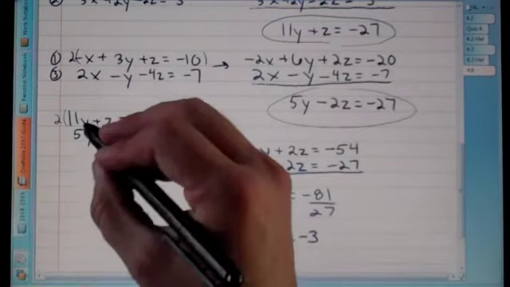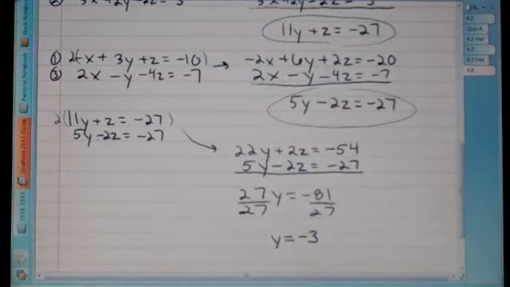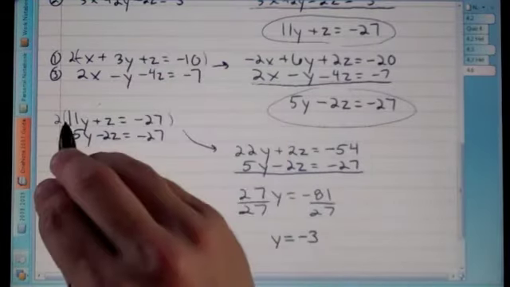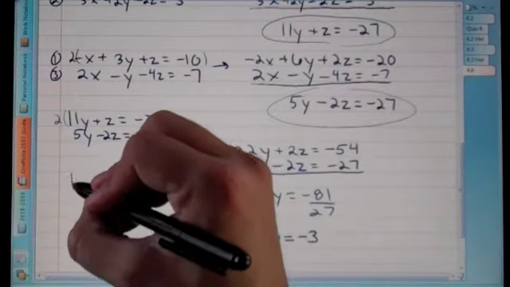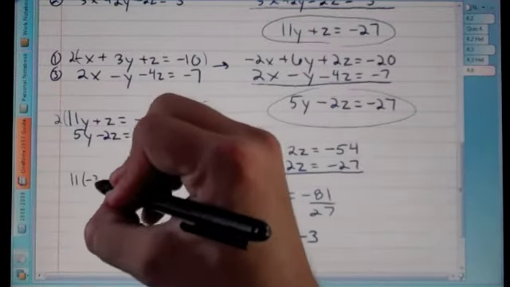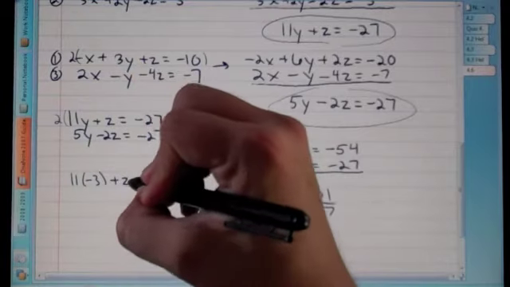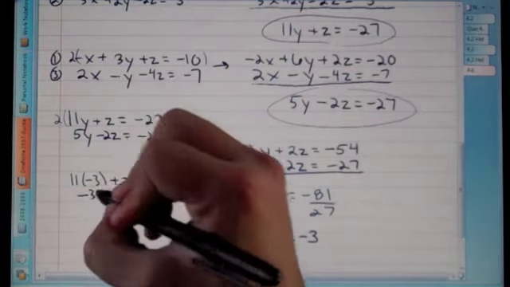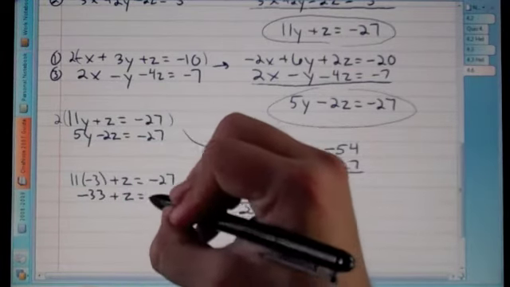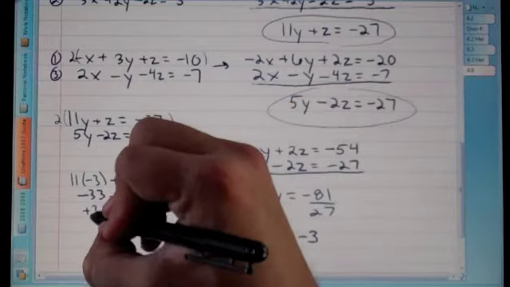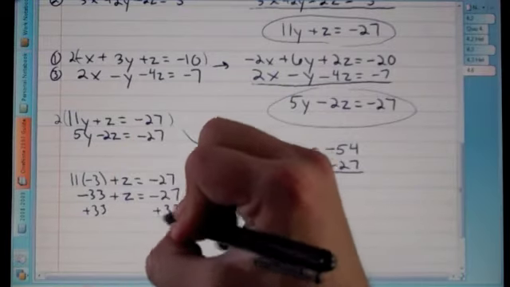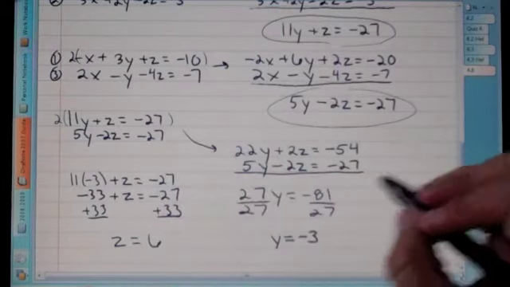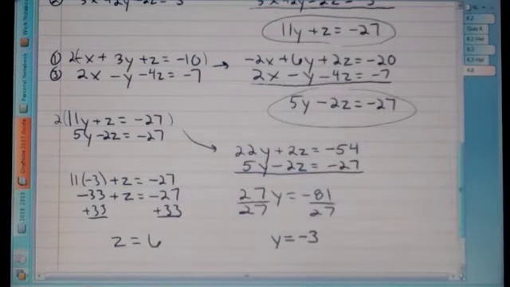From there, you're going to plug into an equation that just has y and z. Don't plug into one that has x yet. So now we can solve for z. I'm going to choose this line right here. 11y, so instead of saying y, we say 11 times negative 3 plus z is equal to negative 27. So that's negative 33 plus z is equal to negative 27, and I add the 33. Add 33. So that gives me z is equal to 6. So now we have two of the variables out of the three.